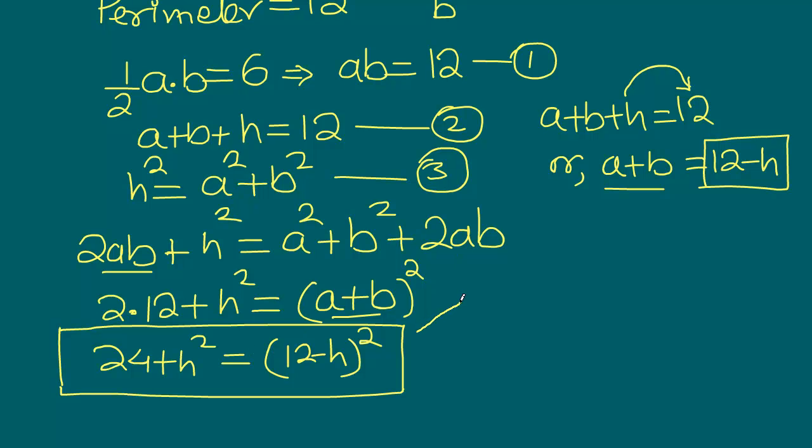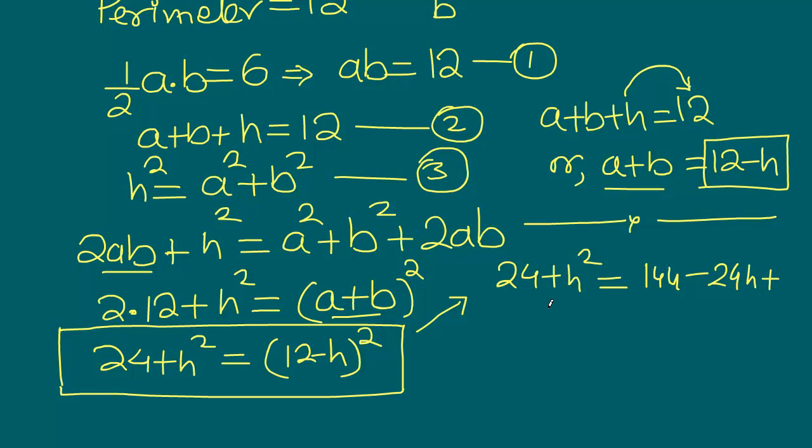So let's do it over here. We have 24 plus H squared equal to, now let's open this up. This is an (A minus B) whole square format, which will be A squared, which is 12 squared, 144, minus 2AB, 2 times 12 is 24 times H, so this will be minus 24H plus B squared, or in this case it is H squared.